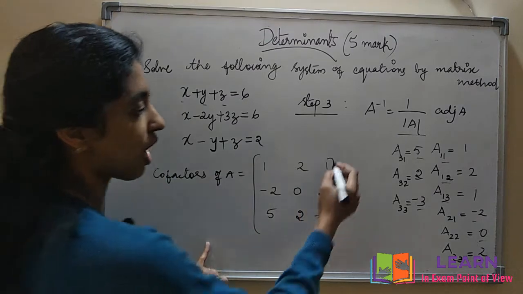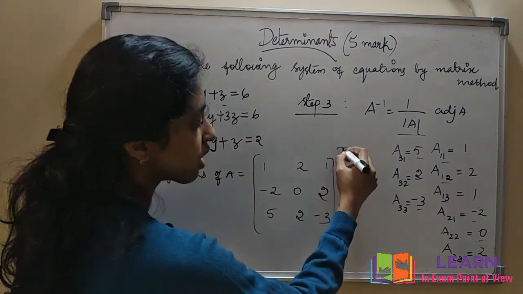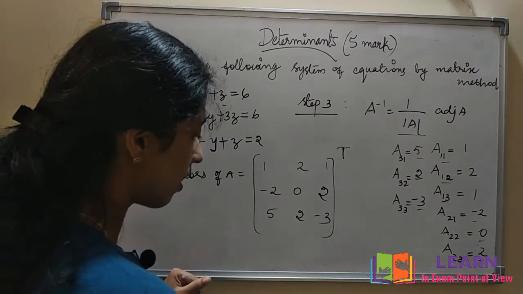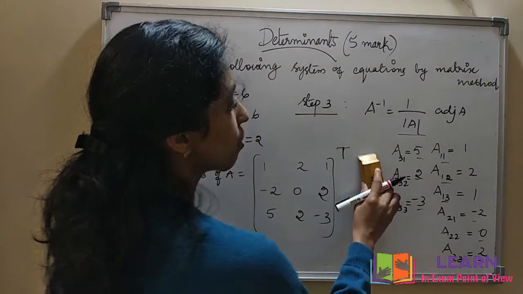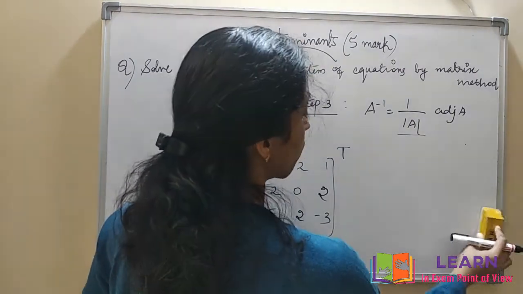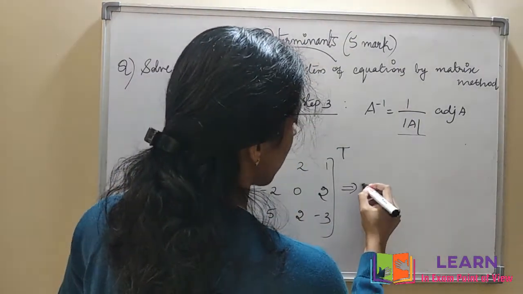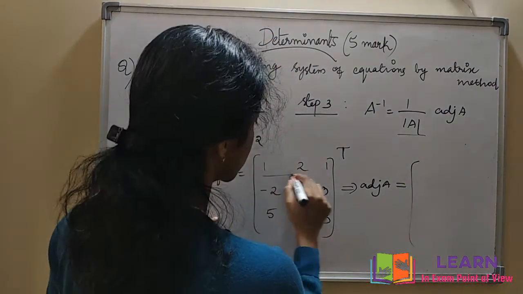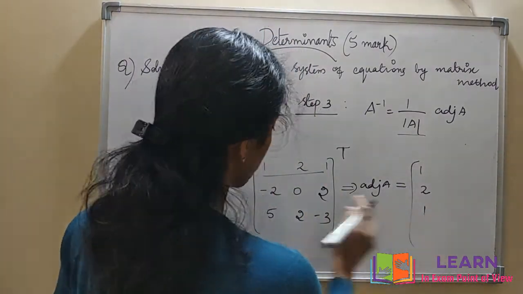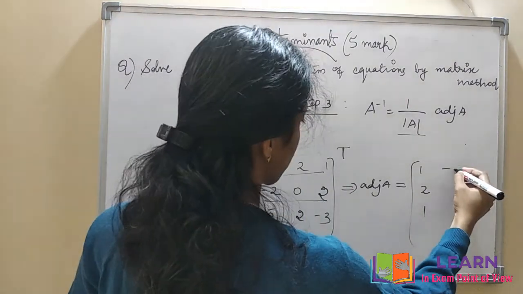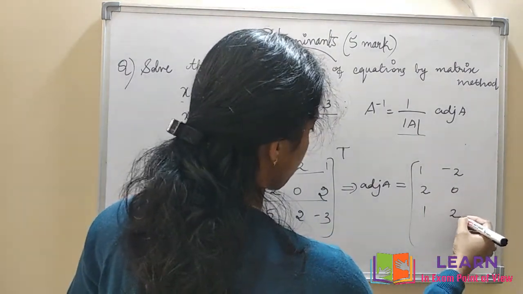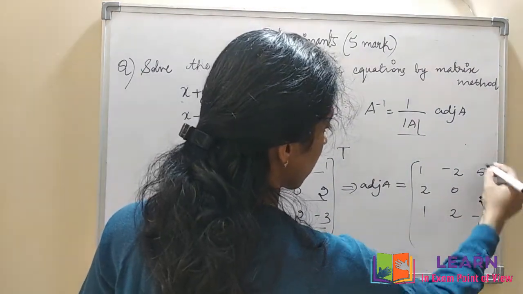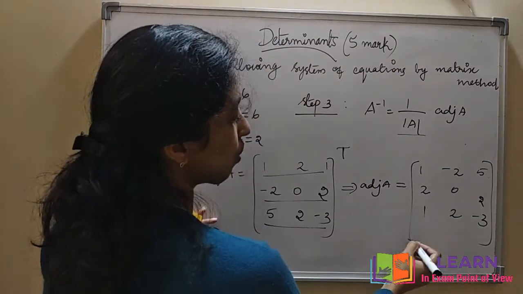Then taking the transpose of this matrix, we will get adjoint of A, correct? That is, here we are going to take the transpose of these cofactors and we will get adjoint A. Adjoint A is equal to, that is, this row will become the first column 1, 2, 1. Second row becomes second column -2, 0, 2. Then third row becomes third column, -3. So this is called adjoint of A.